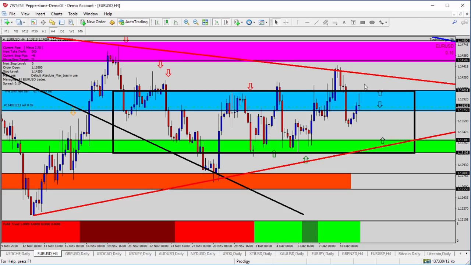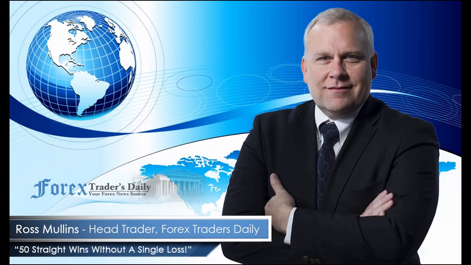Like I said, buying's not really an option on the table for the day today. The possibility of going short, targeting back to the green zone, is really your only opportunity at the current moment for the euro dollar. From Forex Traders Daily, this has been your daily analysis with Ross Mullins.